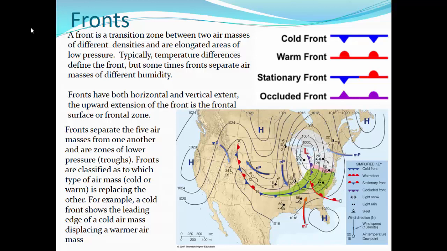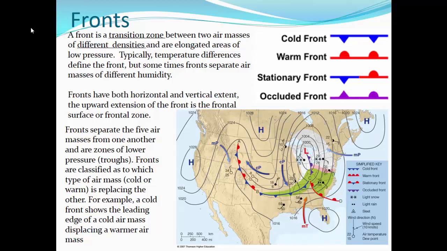So a front, as we have defined numerous times in this class, is a transition zone between two air masses of different densities and are known as elongated areas of low pressure. So areas of convergence. Upward motion occurs over fronts. Typically, it is temperature differences that define the front, such as a cold front or a warm front, but sometimes fronts separate air masses of only different humidity. I mean, the temperatures are about the same, there's just a humidity difference over an area, and that's what the front separates.